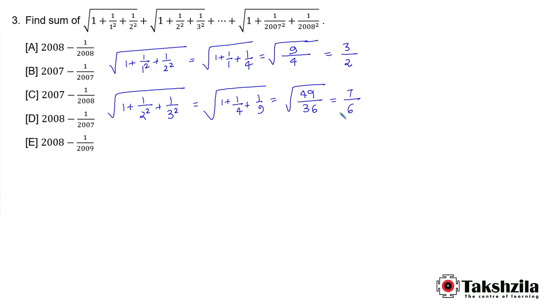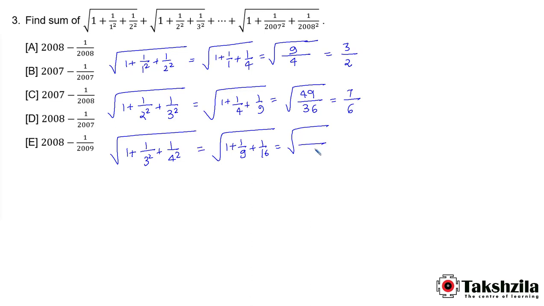Now what is the pattern over here? To identify that, let's calculate the third term as well. The third term is going to be 1 plus 1 divided by 3 square plus 1 divided by 4 square. Now this addition is going to be how much? Under root, this is equal to 1 plus 1 by 9 plus 1 by 16. Over here the LCM is 144, so the numerator will become 144 plus 16, 160 plus 9, 169. So this is equal to what? This is equal to 13 divided by 12.